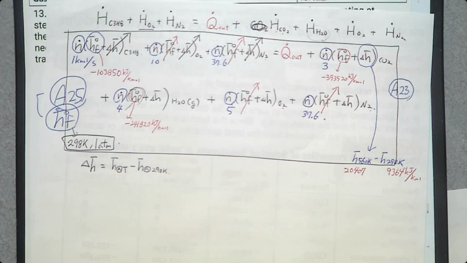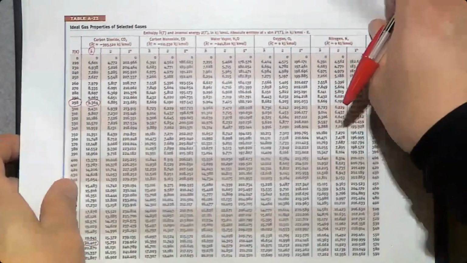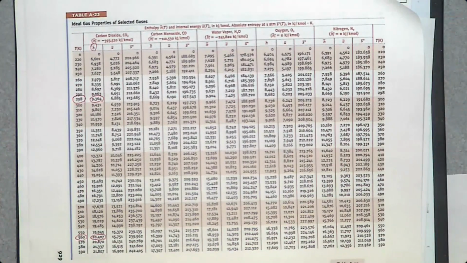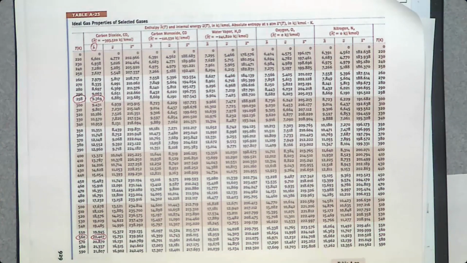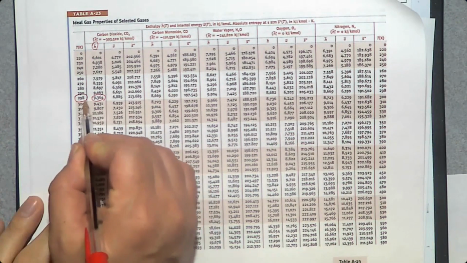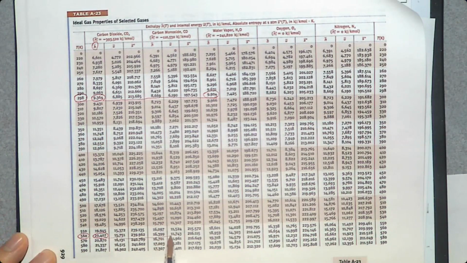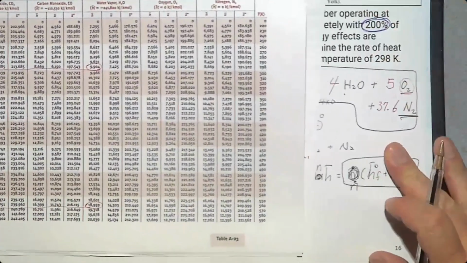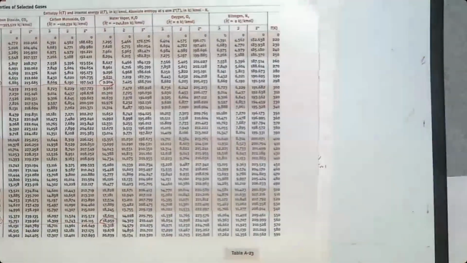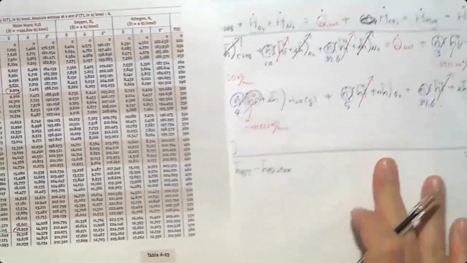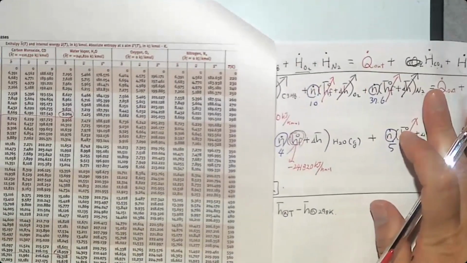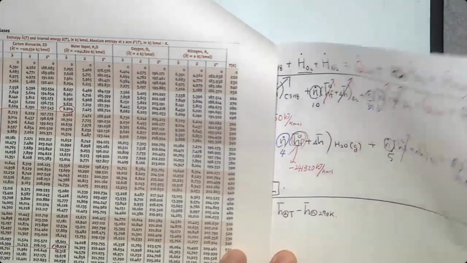Now we need to do 3 more times. Water vapor. We go to the same table, A23. Now this time, where is water? Water vapor, this one here. So at 298 and 560, at 298, H bar for water is this value. At 560, H bar of water is going to be 18,959. Oh, where is it? Not yet. I need more space. Okay, this one.